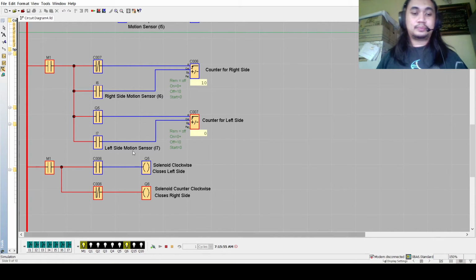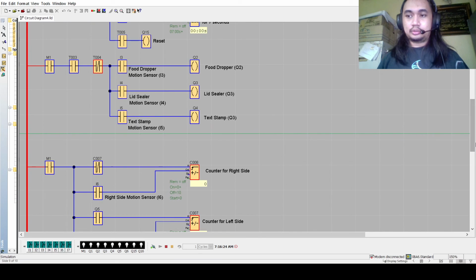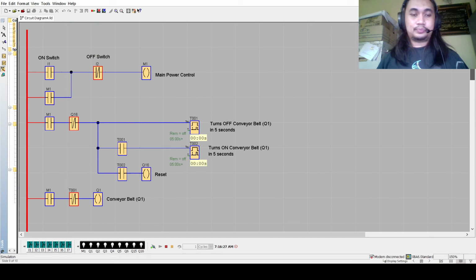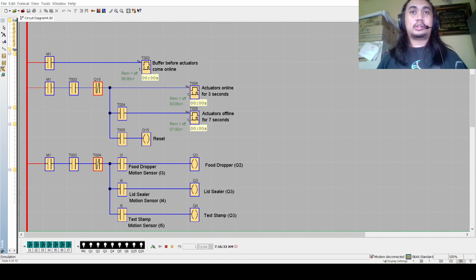left side instead. And now we use I7 to demonstrate the left side motion sensor. Then observe Q6 at the bottom here, and when it reaches 10, now it's Q5. Now the solenoid has turned around and made way for the right side to receive cans. Now we can just press I2 to kill the system, and yeah, that is the demonstration of the ladder diagram.